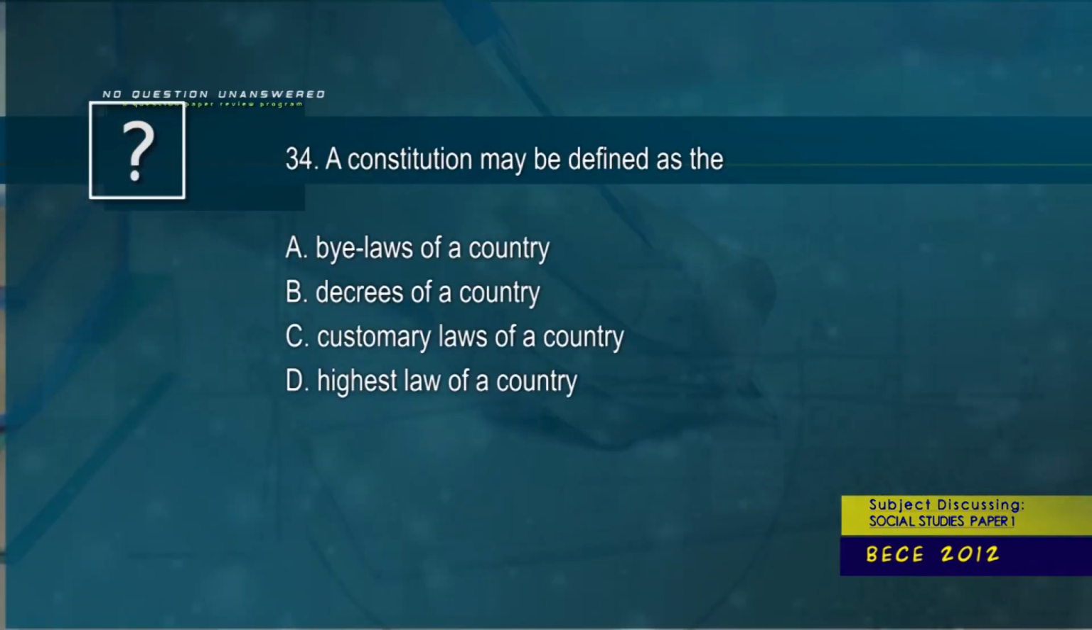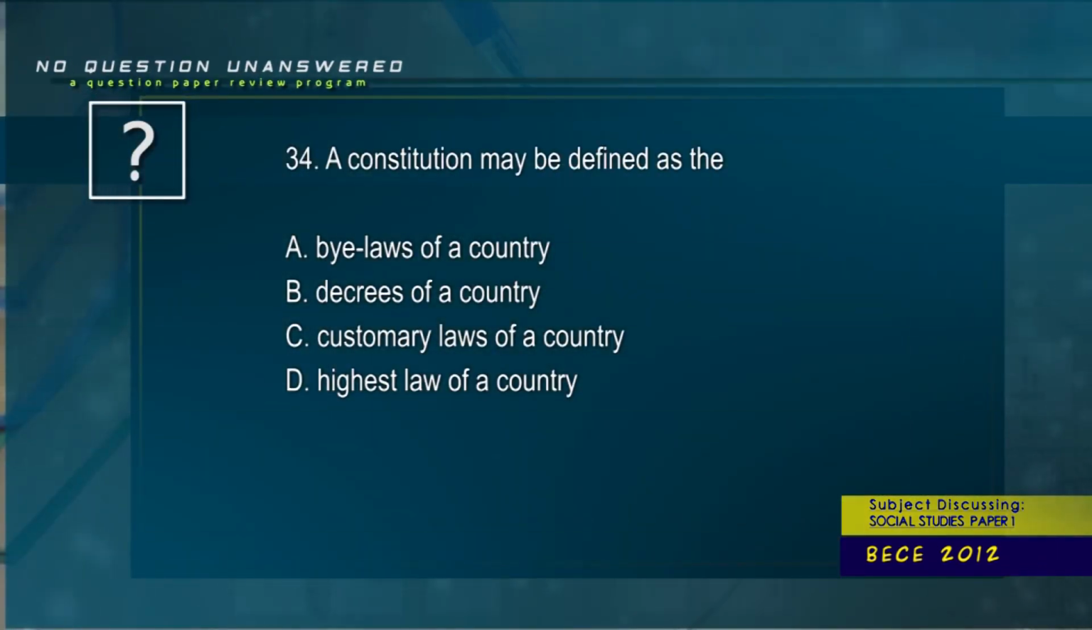34. A constitution may be defined as the A. Bylaws of a country. B. Decrees of a country. C. Customary laws of a country. D. Highest law of a country. Viewers, the correct answer is D.